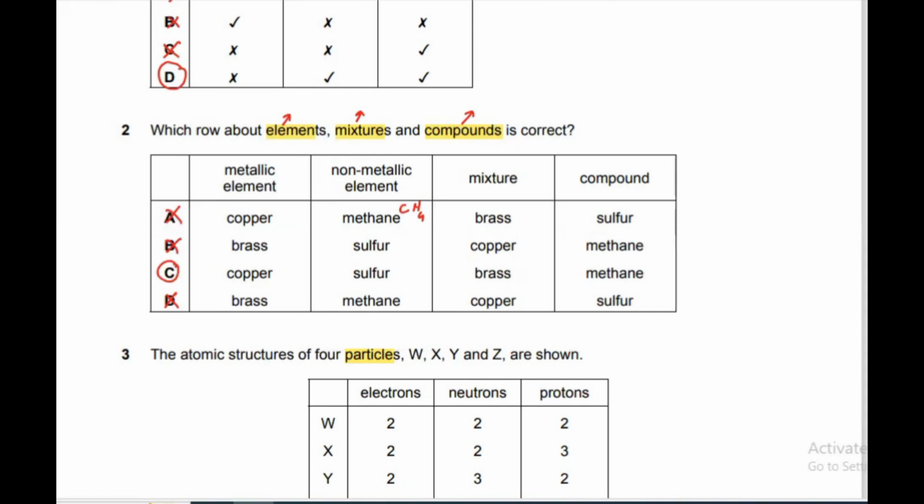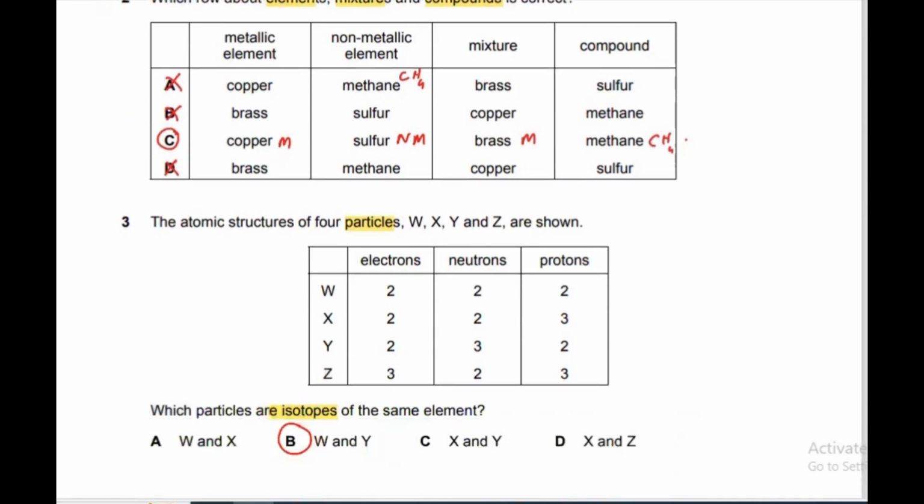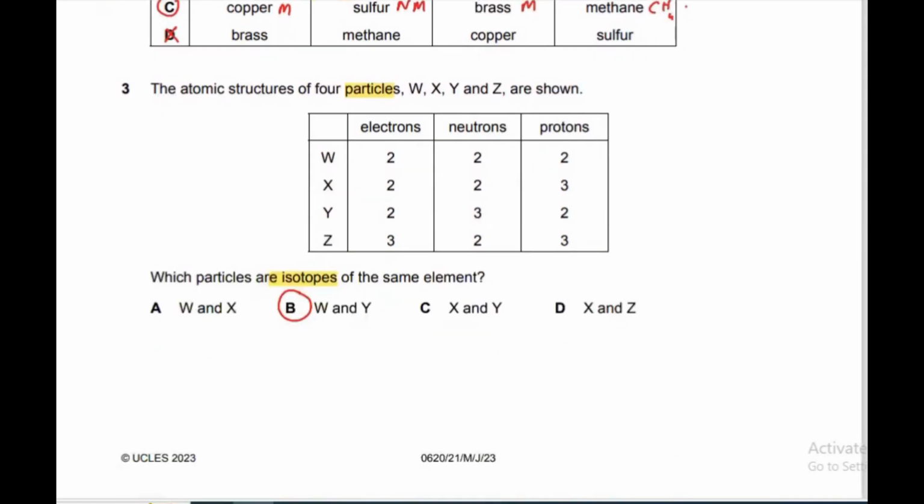Now, we can see the rest of the options. Copper is a metal. Sulfur is a non-metal. Brass is a mixture, and methane is a compound. So C is the appropriate answer. Let's move to the next part.